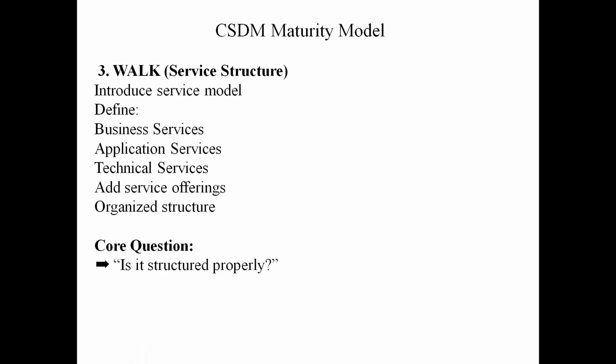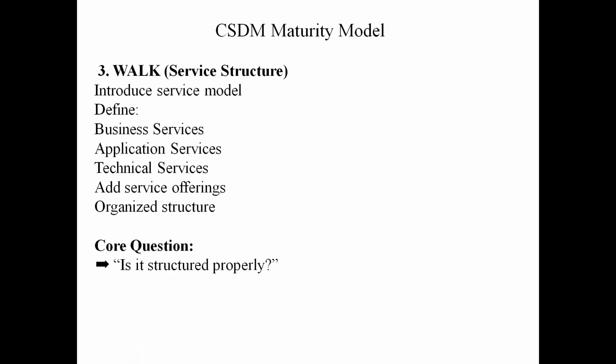Next, the third stage, walk, the service structure stage. In the walk stage, we start building a proper structure. We introduce service models and define business services, application services, and technical services. We also add service offerings and organize everything properly. For example, now the application is not just connected, but placed inside a structured service model. At this stage, we ask: is it structured properly?